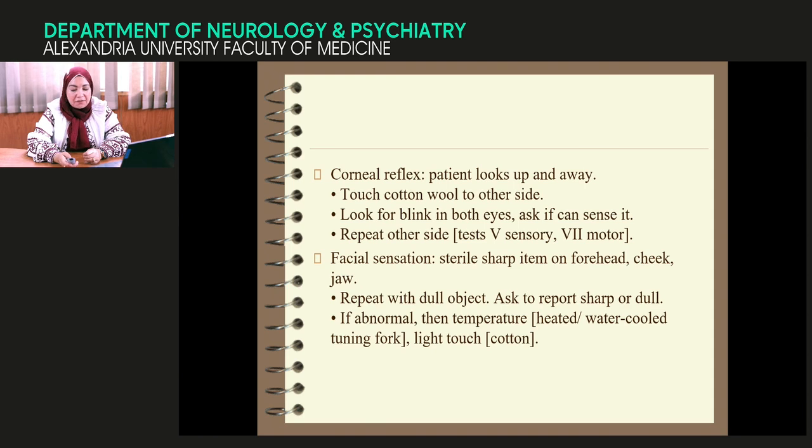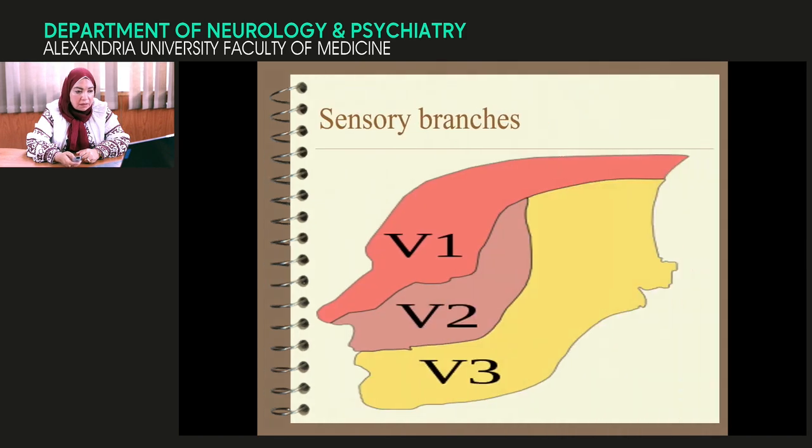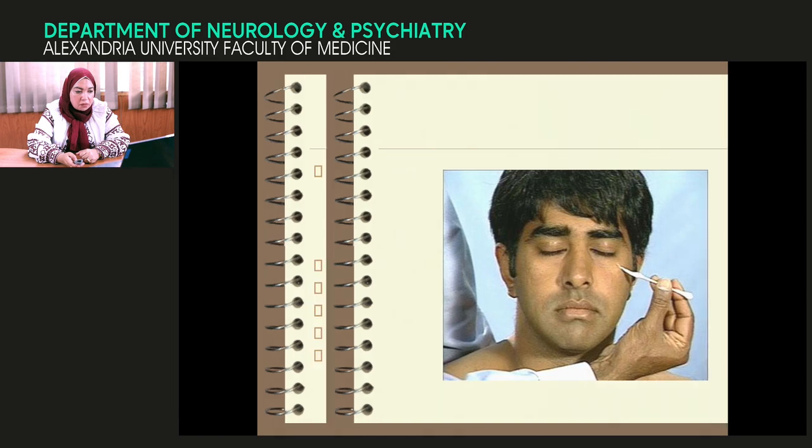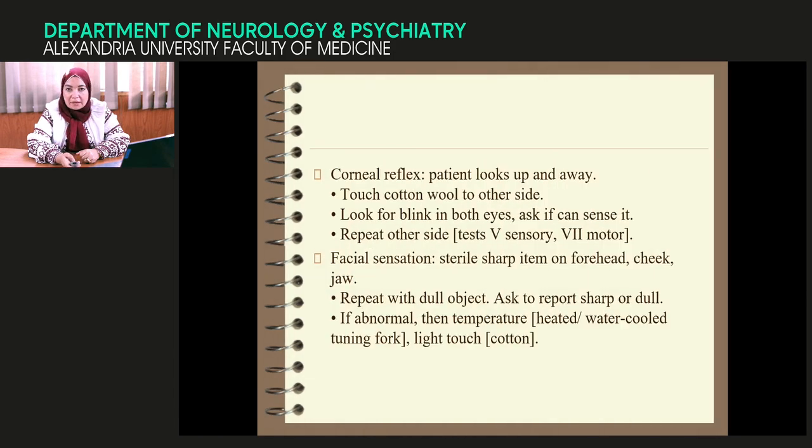Corneal reflex is very important. The ophthalmic branch, as we said, V1 is the ophthalmic branch. So the afferent of the corneal reflex is the ophthalmic branch of the trigeminal nerve, the sensory part. And the efferent, the motor part, is the facial nerve.